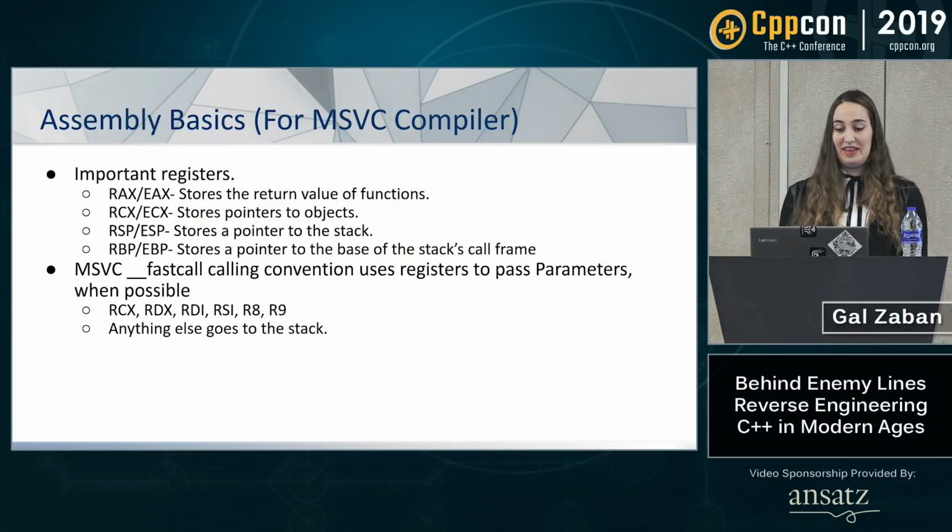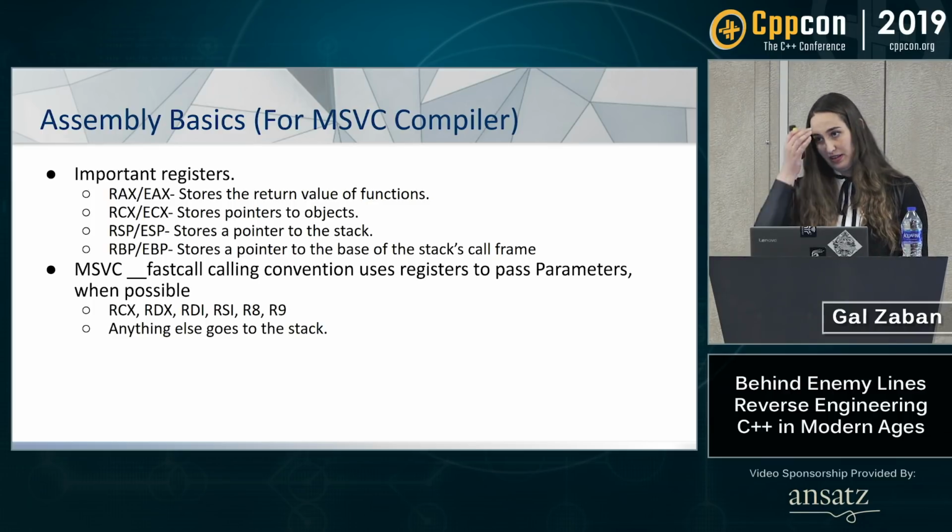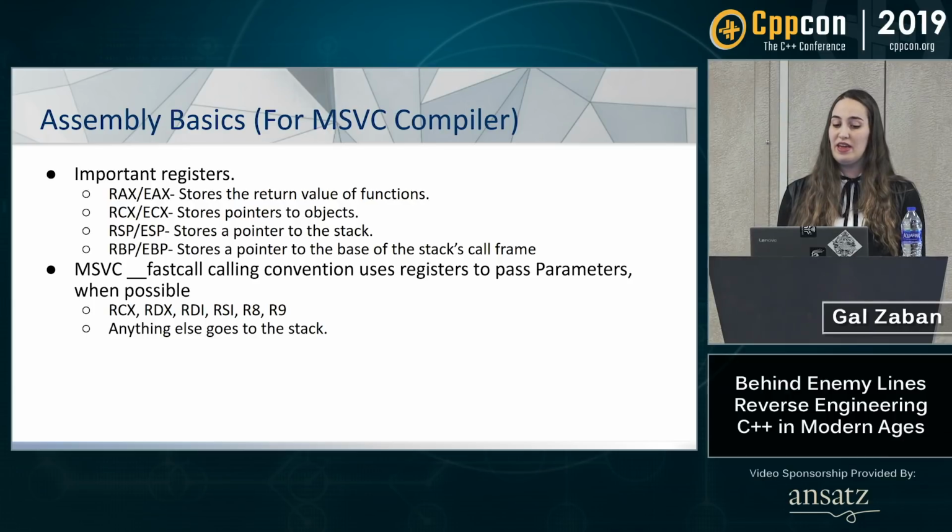So, assembly basics. It's specifically for the MSVC compiler, because this is what we are going to see during the talk. First we have the important registers. The important registers are RAX and EAX, which store the return value of functions. Whenever you have a function call, the value returned from the function is going to be stored in RAX.